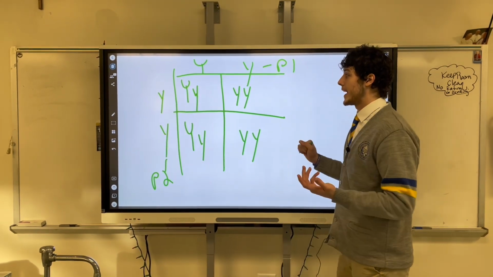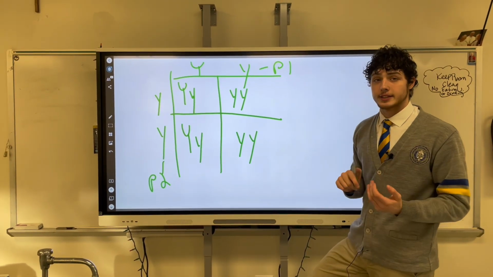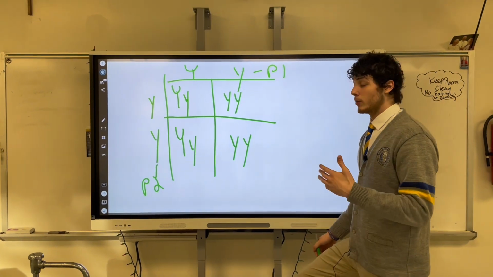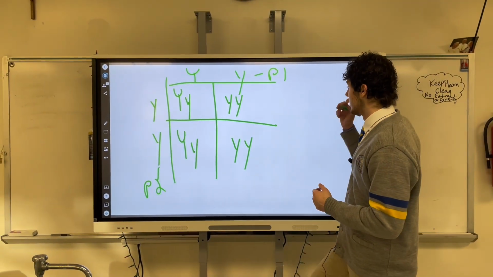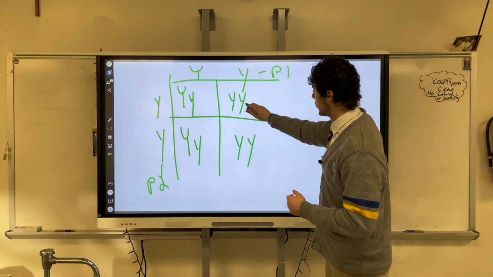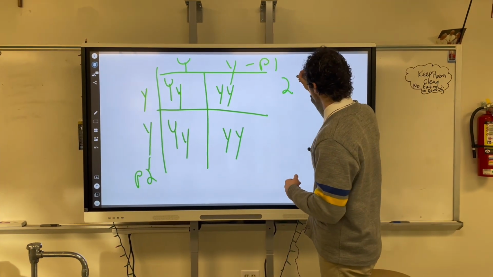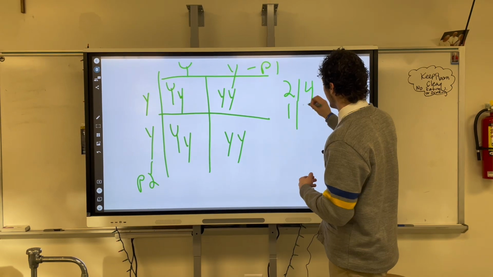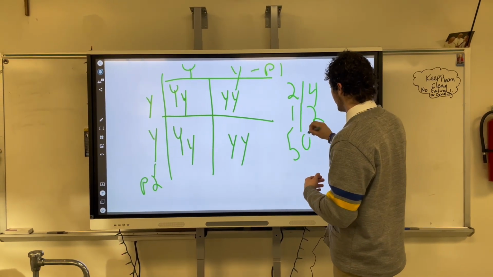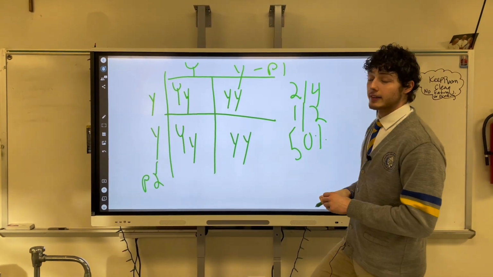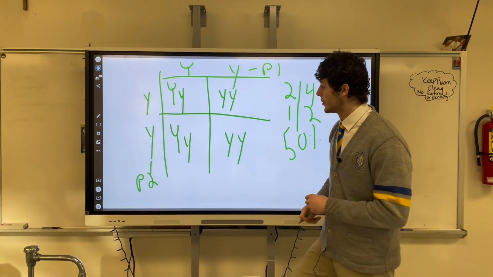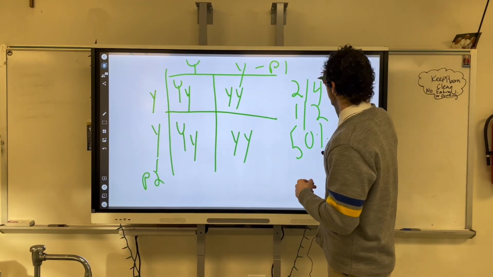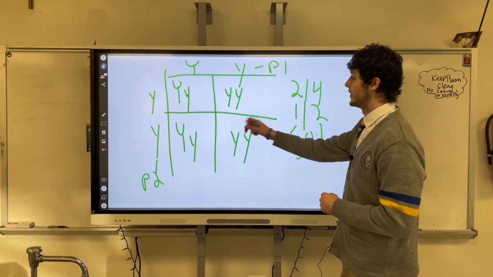we have a homozygous recessive, another homozygous recessive, and another heterozygous dominant, right? So if someone asks you, well, what are the chances that I'm going to get a homozygous recessive, which would be green? It's going to be 2 out of 4, which simplifies to 1/2, and that's a 50% chance. Now if someone said, well, what are the chances that I'm going to get a heterozygous out of this? Well, same thing, 2 out of 4, 1/2, 50%.